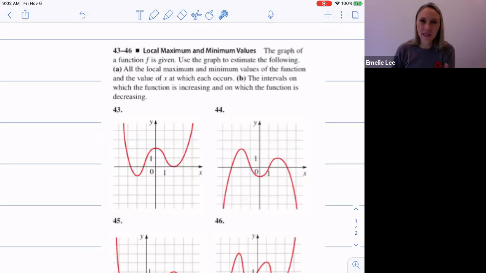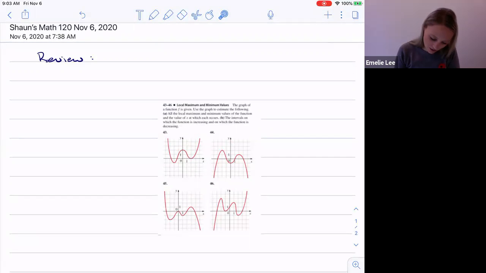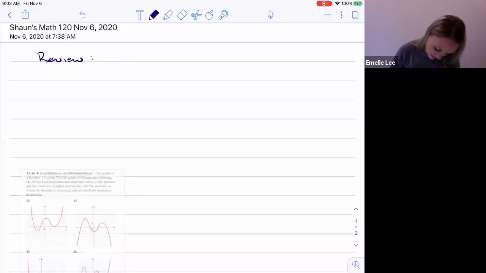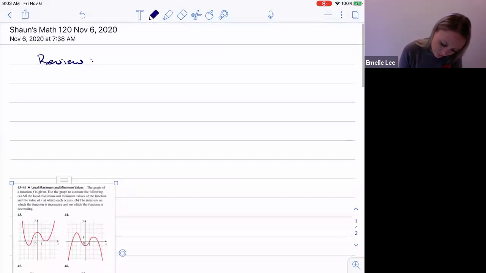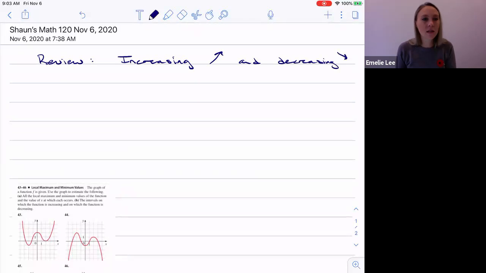Increasing and decreasing: if you just trust your gut and think, okay, if it's going down then it's decreasing, and if it's going up then it's increasing, then you have the hang of it. So it's not that crazy. I'll scooch that down there for a little bit. So we talked about increasing, which means it's going up like this, and decreasing functions, which means they're going down like this.